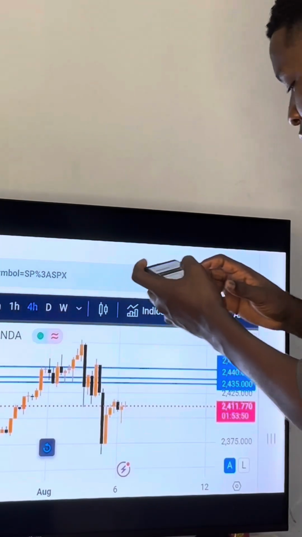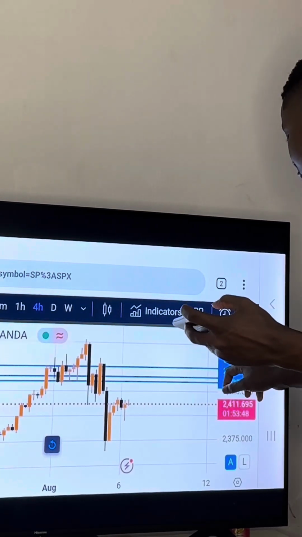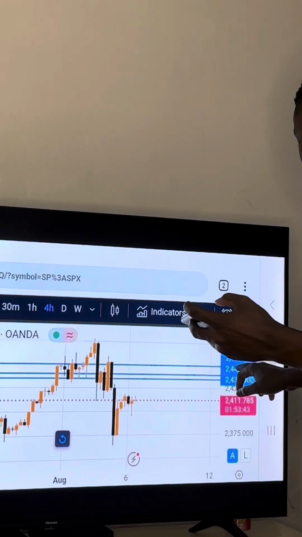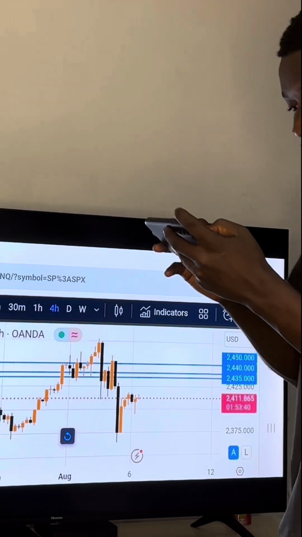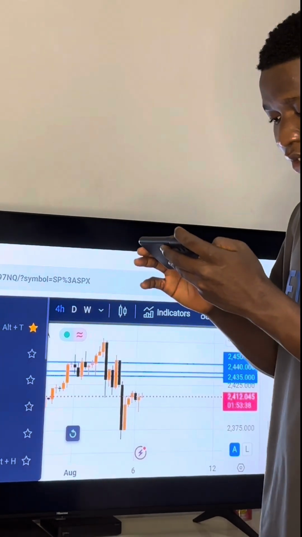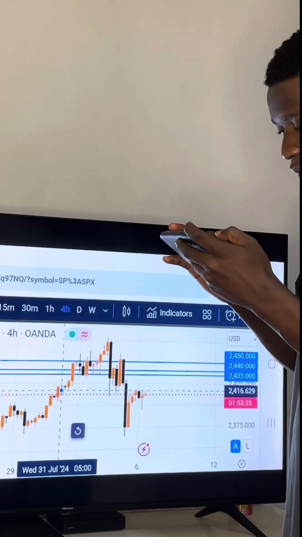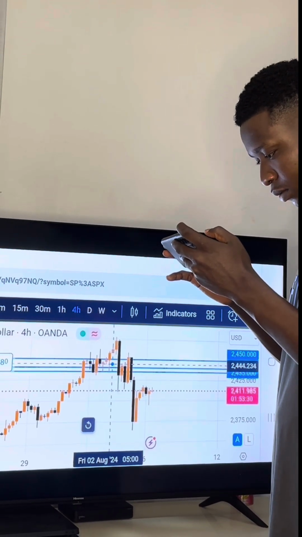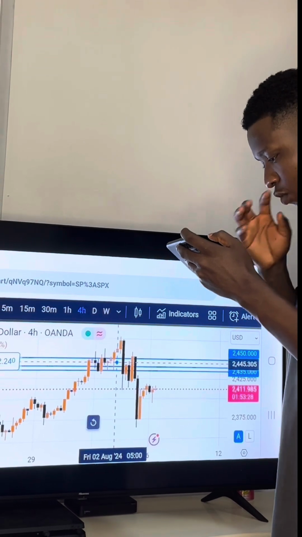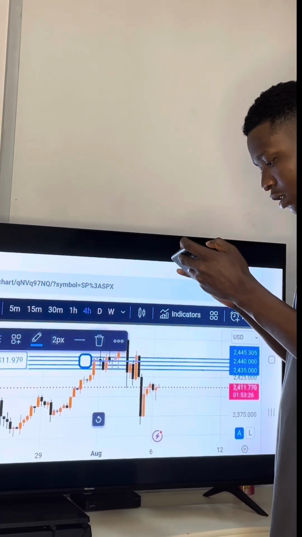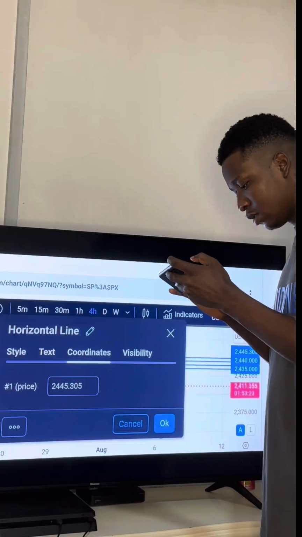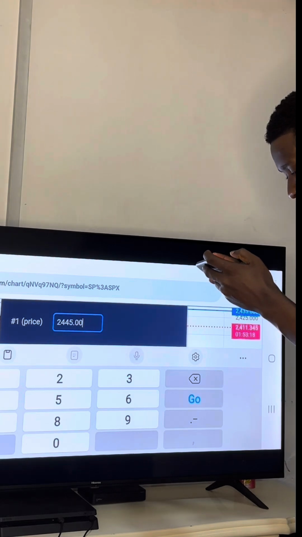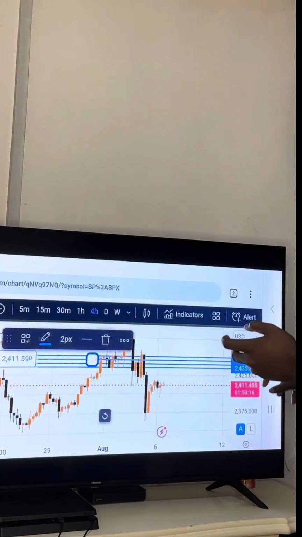Let's draw it now, we missed that. There's a psychological zone before this 2450, which is 2445. Okay, we just noticed that one. This one is, yes, 2445. Now you correct it. 2445.